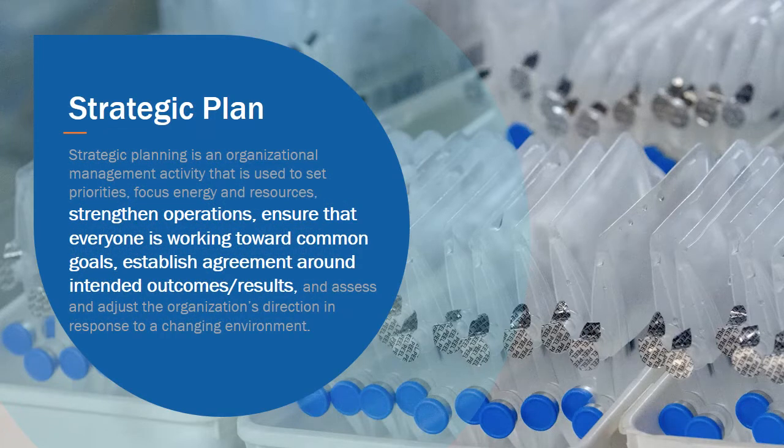The second section of the strategic plan states, strengthens operations, ensures that everyone is working towards common goals, and establish agreement around intended outcomes and results. A good strategic plan ensures that all the employees are on the same page and are working in the same direction. In your case, if your program is located in a college, the goal is to have all faculty, administrators, and advisory committee members on the same page.